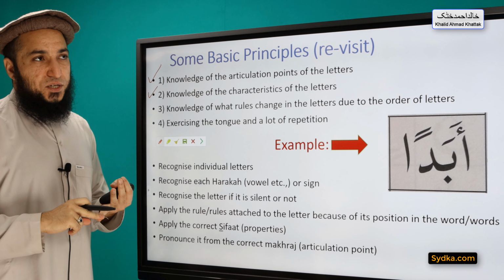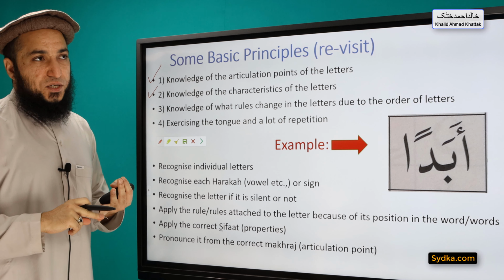The next one is pronouncing each letter from its correct makhraj, articulation point. And the other one we can add is we count how many syllables there are. For example, here is a, 1, ba, 2, den. So there are 3 syllables in this word. If we manage to implement these steps correctly, then our reading and recitation will be very easy. These are not fixed rules; you can add or subtract from them. These are just general guidelines for reciting or reading Arabic.